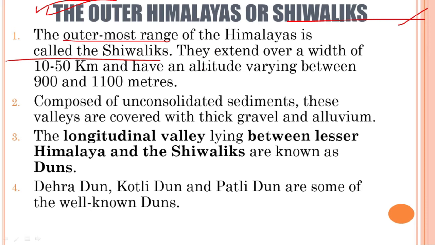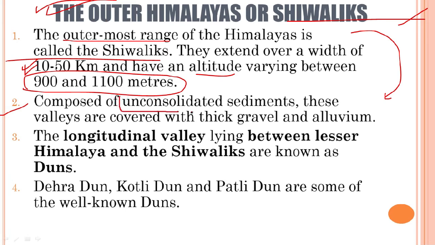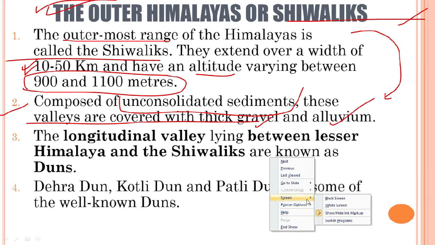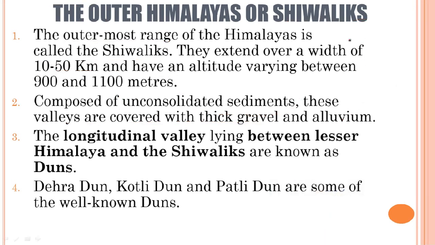Clear? Now we saw that the altitude of the Shivaliks varies from 900 to 1100 meters, and the width of these ranges varies between 10 kilometers and 50 kilometers. Let us come to the composition. We see that it is composed of unconsolidated sediments, and these valleys are also covered with thick gravel and alluvium. For this, students, let us recall a concept. We have right now studied the Greater Himalayas, Zone 1, the Lesser Himalayas, Zone 2, and the Outer Himalayas, Zone 3, according to the heights.